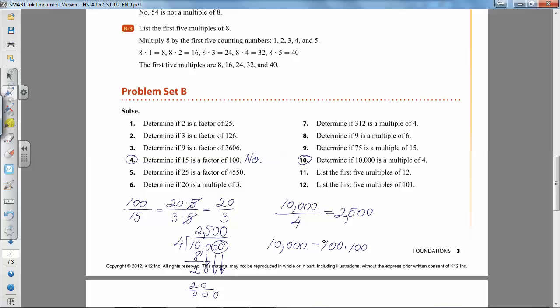Now, if you think about each one of these 100s here, you can write every one of them as 4 times 25, right? Next 100 is also 4 times 25. And the answer is right there, because obviously 4 is a factor of 10,000, which means the answer here is yes. This is just another way to solve it. You know, this was the first one. Yes, indeed, 10,000 is a multiple of 4. And we're moving on.